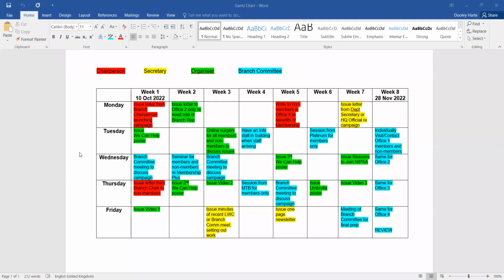Okay, we'll move on now. This is a big week, and again, this can be 1 week or 2 weeks. In this particular case, we've set it down as 1 week because with 4 offices, what we're going to do is look at one office each day.